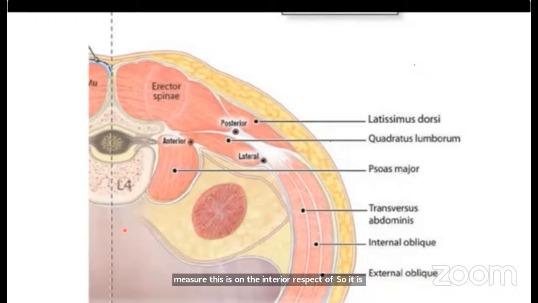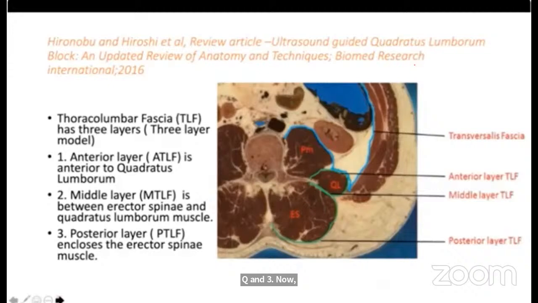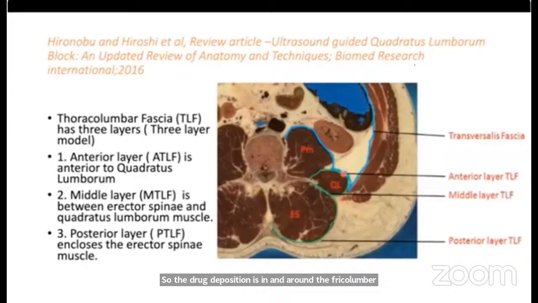Now, a little bit about the thoracolumbar fascia. The thoracolumbar fascia divides into three layers: anterior, middle, and posterior. The anterior layer, as you can see, covers the anterior aspect of quadratus lumborum. The middle layer covers the posterior aspect of quadratus lumborum. And then we have the posterior layer, which encircles the erector spinae muscle.